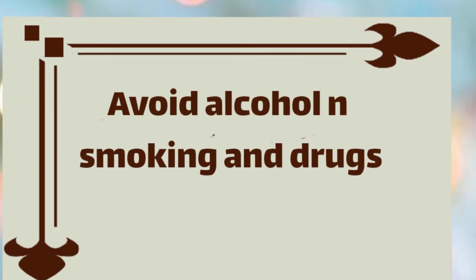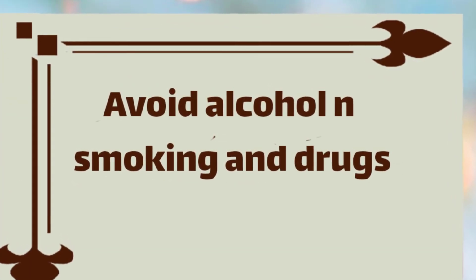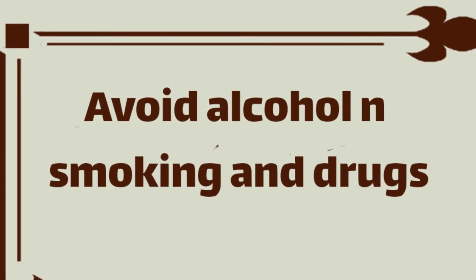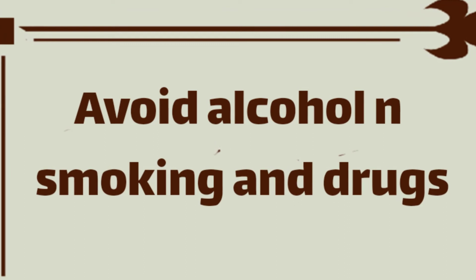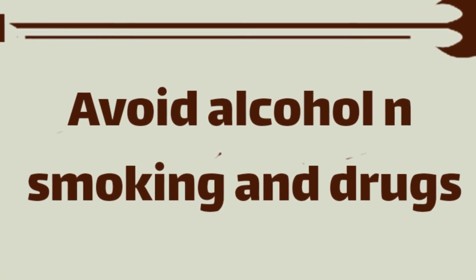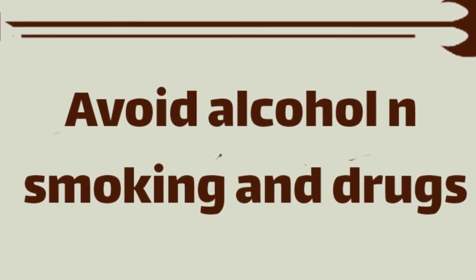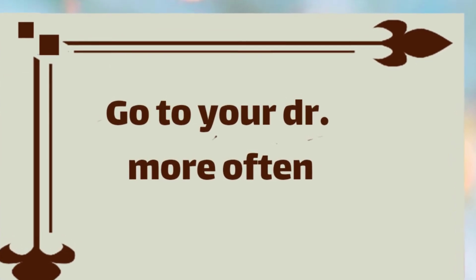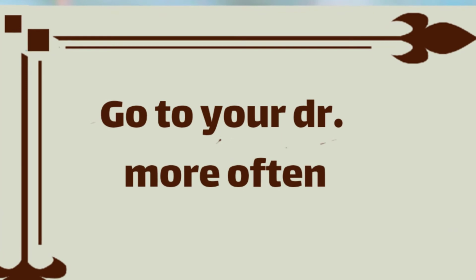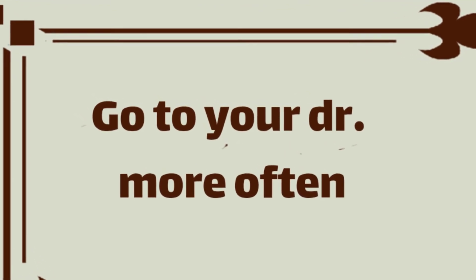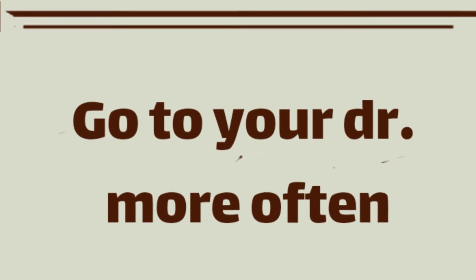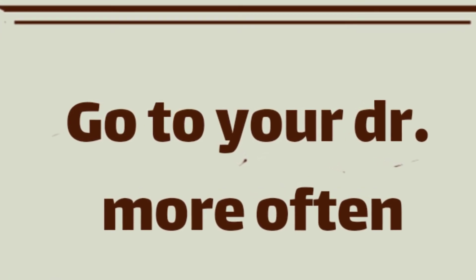Avoid alcohol, smoking and drugs. If you are addicted to alcohol or smoking, you should avoid these in pregnancy, especially in the case of gestational diabetes, because it can harm your baby and the growth of your upcoming baby. Go to your doctor more often. You should consult the doctor on and off, because your condition can get worse at any time. So keep the contact number of your doctor, or visit more often.